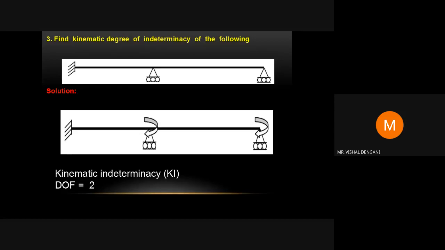Is there any doubt? Because the first step of the analysis is always to find out the degree of freedom. What you have to keep in mind: fixed support DOF 0, hinge support DOF 1, theta z, roller support DOF 1, theta z, and free node degree of freedom is 2, delta y and theta z. Only this much you have to keep in mind. Accordingly you have to find out the degree of freedom.